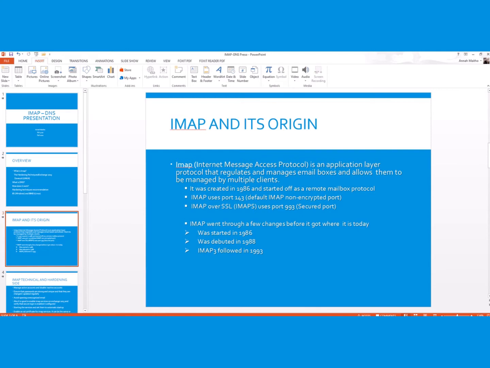So, what is IMAP? IMAP, or Internet Message Access Protocol, is an application layer protocol that regulates and manages email boxes and allows them to be managed by multiple clients.